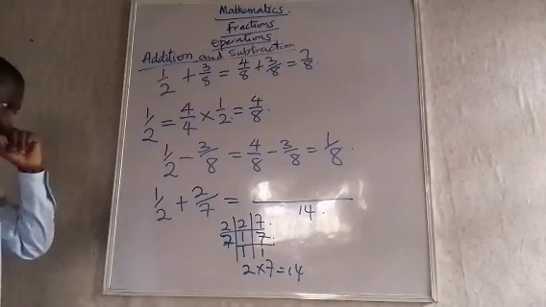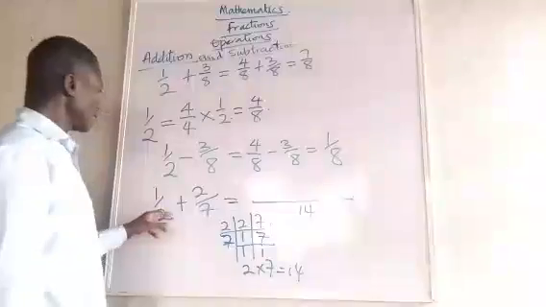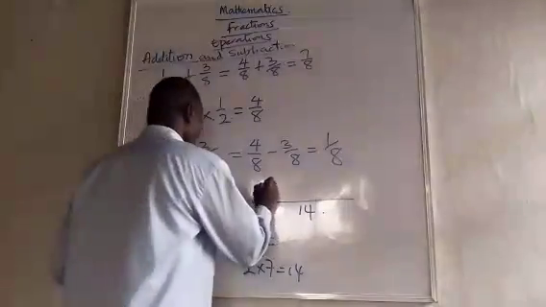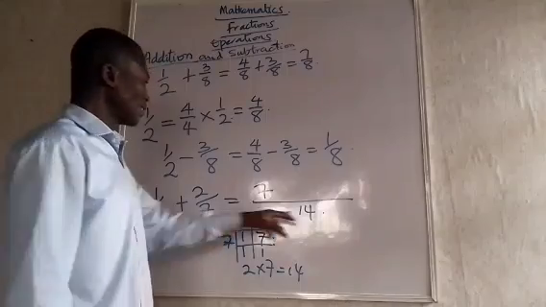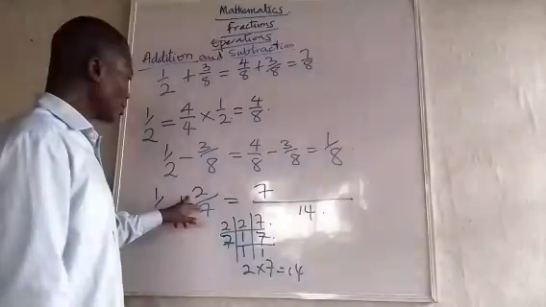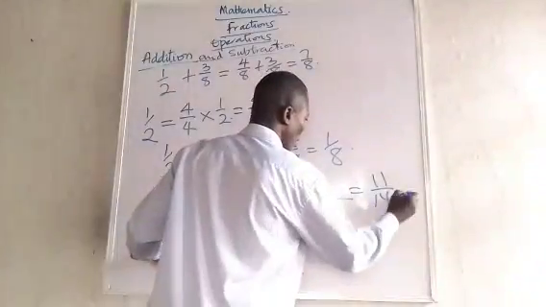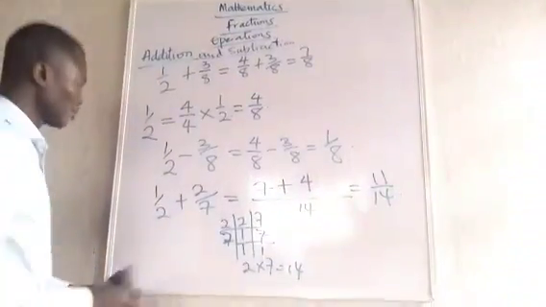Now, from here, I can say 2 in 14, 2 in 14 is 7. 7 in 14 is 2. Times 2, 4. And that gives me 11 over 14. Let me now break it down for us.